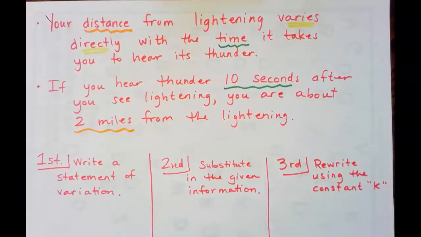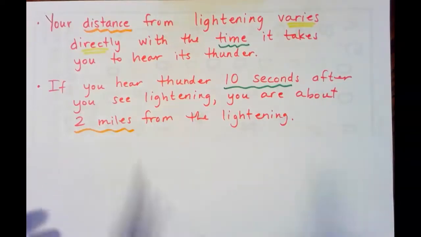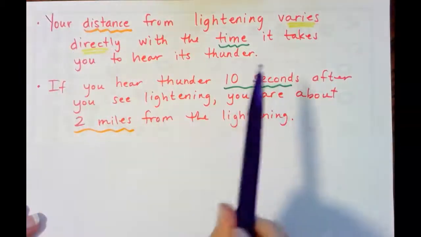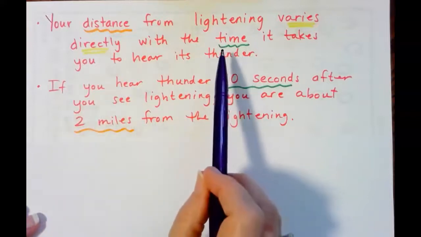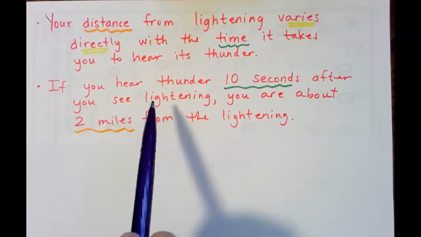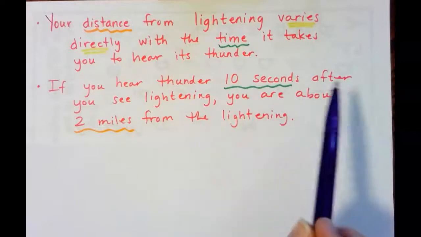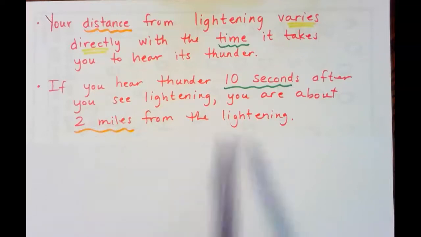And let me cover up the bottom here so it's not overwhelming. So here you go. Your distance from lightning varies directly with the time it takes you to hear the thunder. Thunder is actually the noise that lightning makes, but you see the lightning more quickly than you hear the thunder because light travels faster than sound. So if you hear thunder 10 seconds after you see lightning, you are about 2 miles from the lightning.